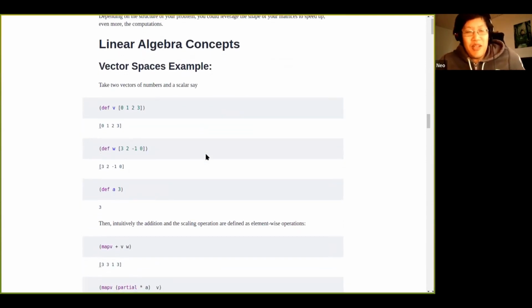I didn't say it before, but I'm packing like a whole semester of linear algebra into these 90 minutes. So if I go really fast, just try to stop me, and we'll try to make it a bit slower.